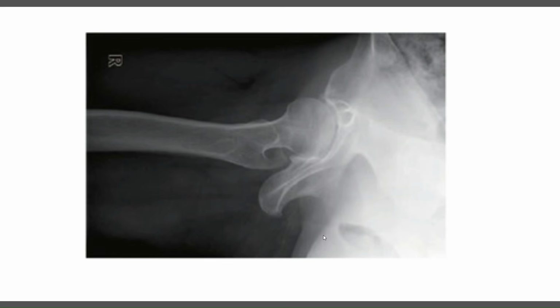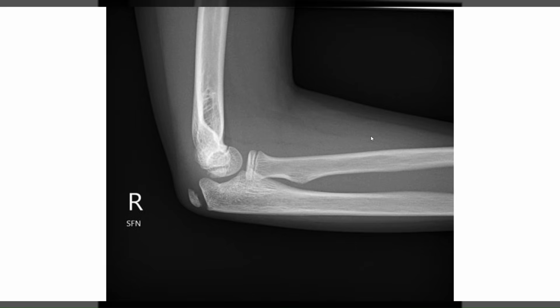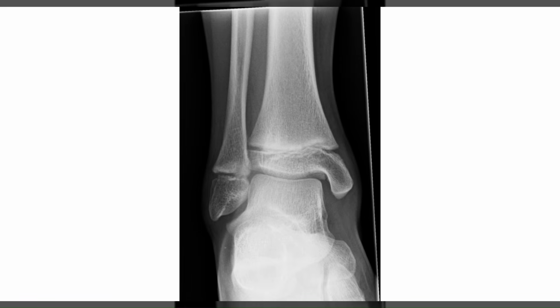Here is a cross-table lateral of a skeletally mature hip. It's cross-table because the pelvis is in the lateral view. This is not the AP of the pelvis that we saw in the frog legs. In your mind's eye, this is a lateral of a skeletally immature right elbow. Describe this X-ray. This is an AP of a skeletally immature ankle.